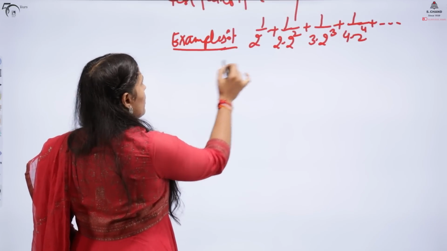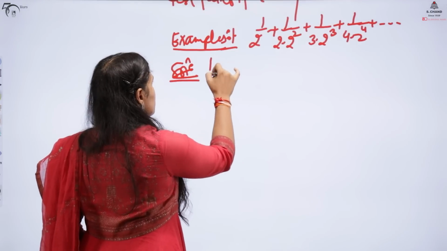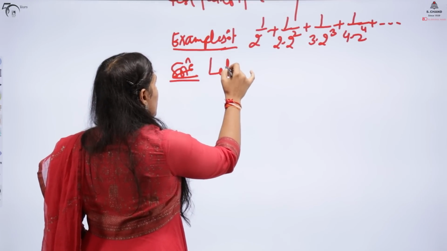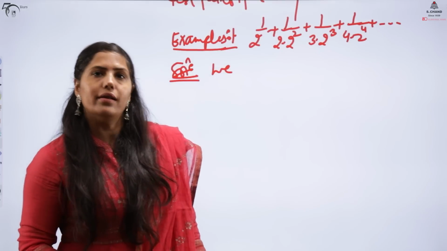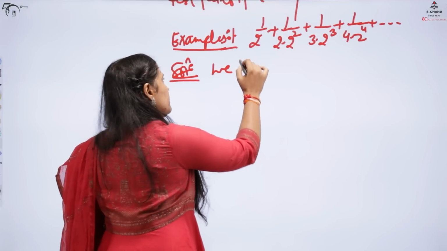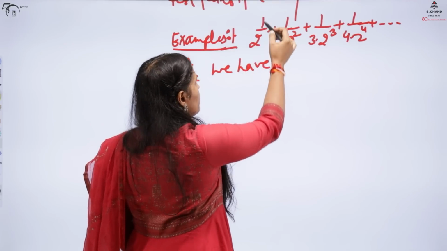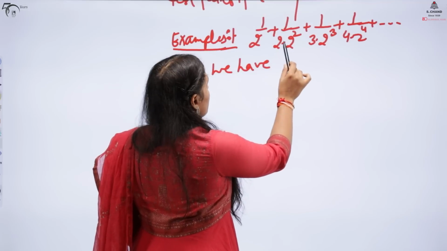So let's understand now. Can you just write the nth term? Can you see the pattern in the series? In exams what happens, you are not always given the nth term, so you should know how to see the pattern and write the nth term. Can you see the pattern? 1 by 2, 1 by 2 square, 1 upon 2 cube.